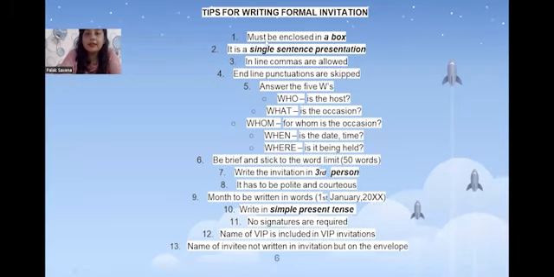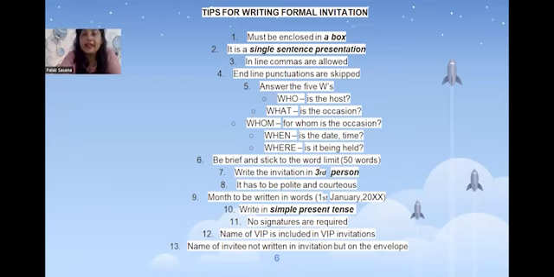Now, there are certain things which you must keep in mind while you are writing any kind of invitation. Even if it's a printed card or a letter, these points have to be taken care of. First, whenever you are writing an invitation, it must be enclosed in a box. Inline commas are allowed.